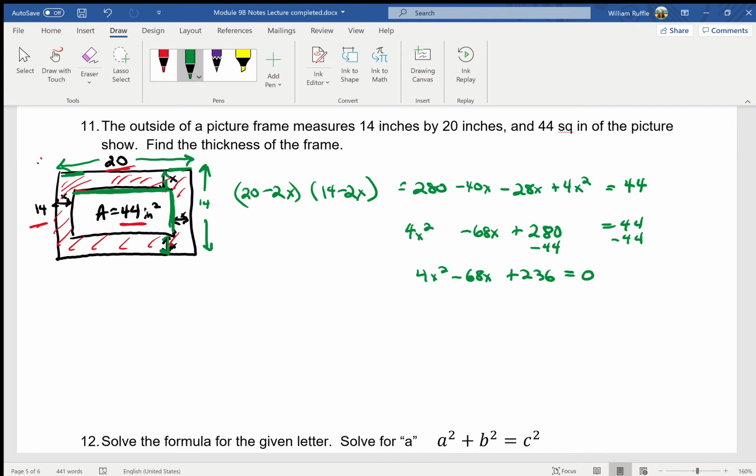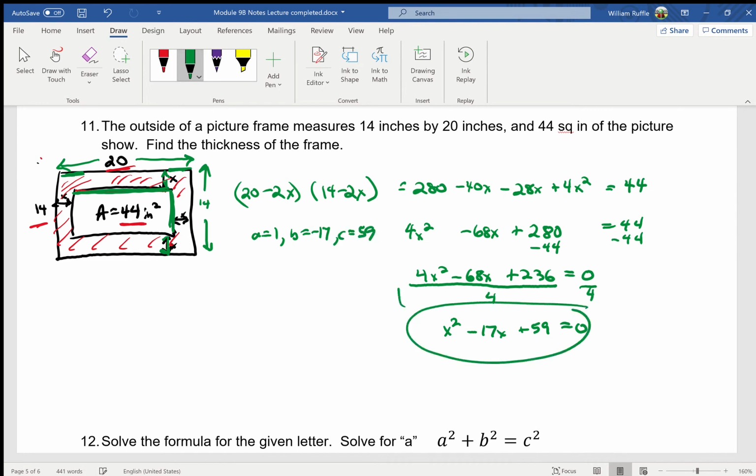But if I notice this, I can reduce everything by a 4, just to make it a little simpler on myself. So I get x squared minus 17x plus 59 equals 0. Now, 59 does not factor, that's a prime, and we're not going to get negative 17, so I can't factor like I did the last question, so I have to use the quadratic formula. So, a equals 1, b equals negative 17, and c equals 59.